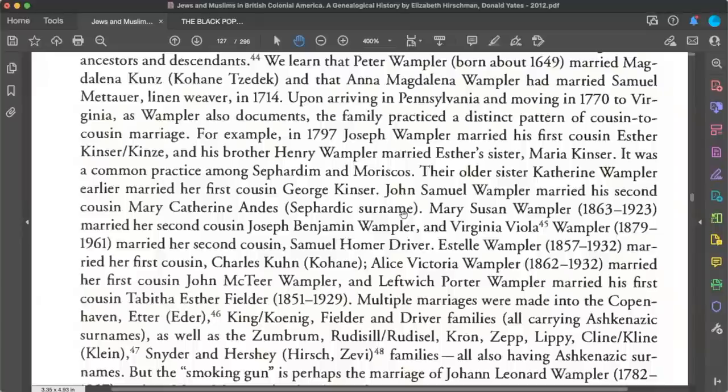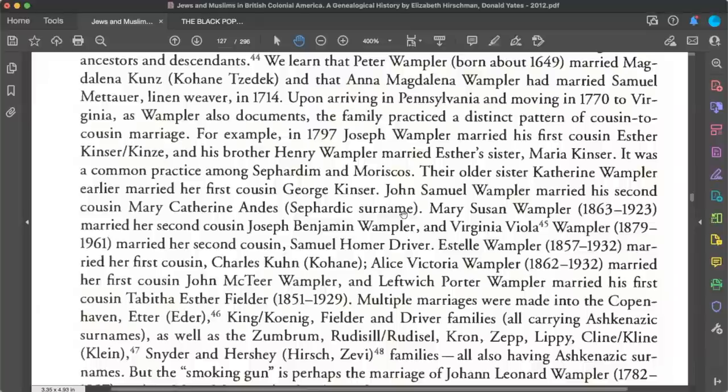It was a common practice among Sephardim and Moriscos, all right? This was common among who? Sephardic Jews and Moors, Moriscos. Their older sister Catherine Wampler earlier married her first cousin George Kinzer. John Samuel Wampler married his second cousin Mary Catherine Andy, Sephardic surname. Mary Susan Wampler married her second cousin Joseph Benjamin Wampler. And Virginia Viola Wampler married her second cousin Samuel Homer Driver.